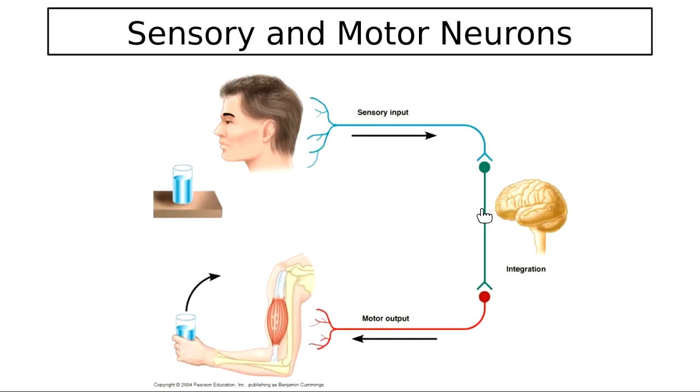Somatic sensory neurons monitor the outside world and our position in it, and we'll talk more about those later. Visceral sensory neurons. What does visceral mean? Visceral means organs, and soma means body. So visceral monitor internal conditions and the status of the organ systems. So we have several types of sensory.